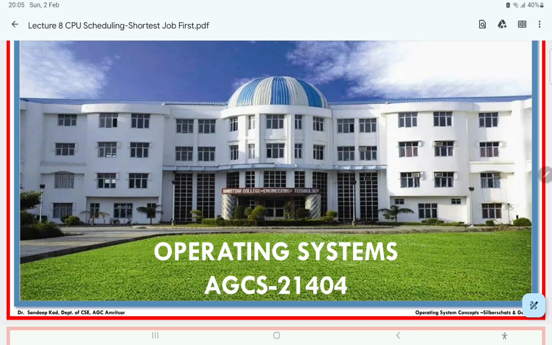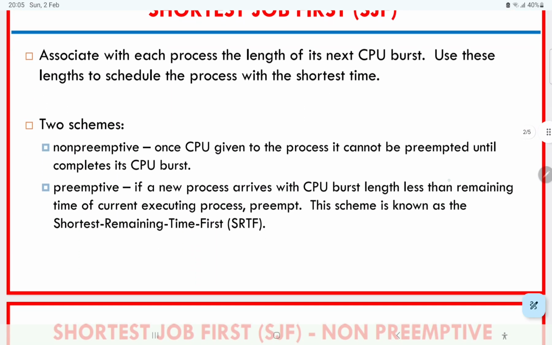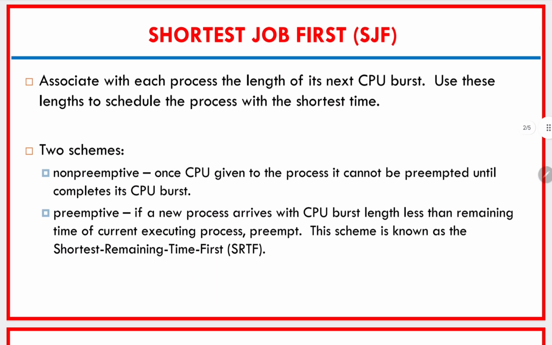So dear students, let's discuss the next scheduling algorithm, that is shortest job first. Now as the name says, we know that with each process there is a burst time associated with it, which specifies the length of that process in terms of the burst time. That means for what span of time that process needs the CPU to do its execution. So we are taking into consideration the length of that burst to schedule the process for execution.